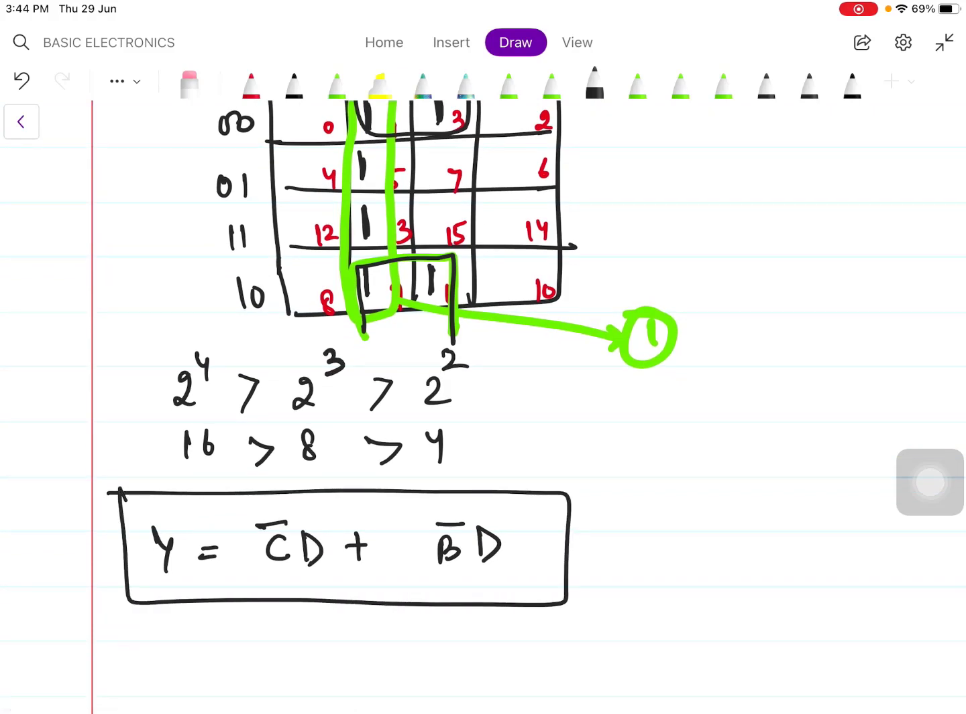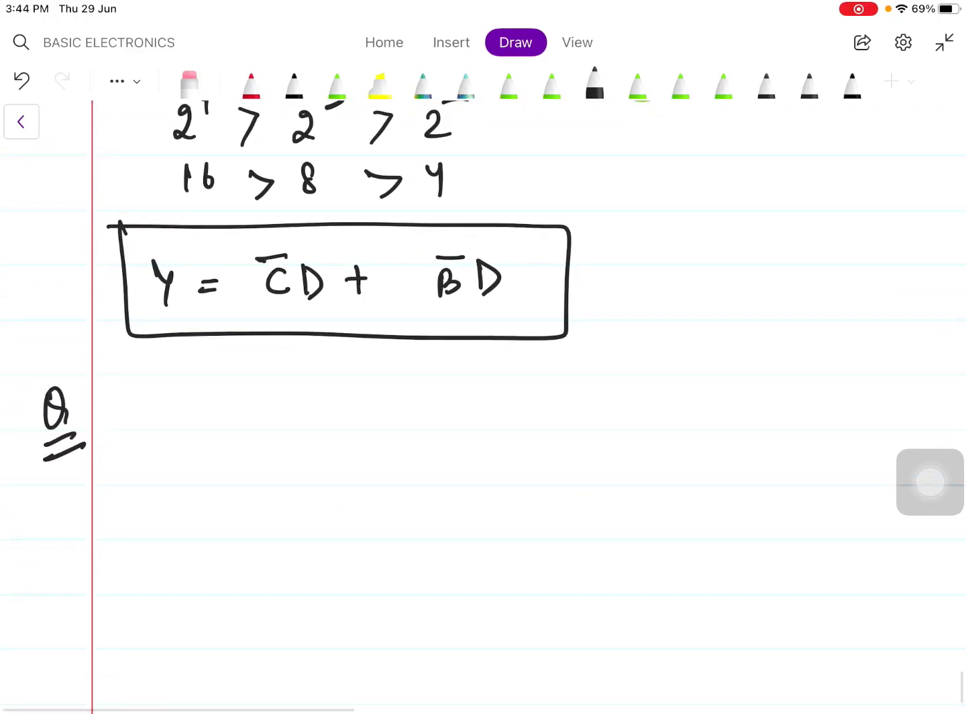So I hope you have understood the main important points of the 4 variable K-map, and this is the most important K-map, that is 4 variable. I am sure that questions from the 4 variable K-map will surely come in your exams. Now we have another very unique nature of question. Let us see what it is.